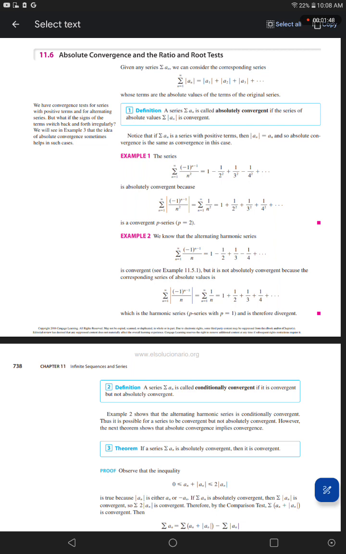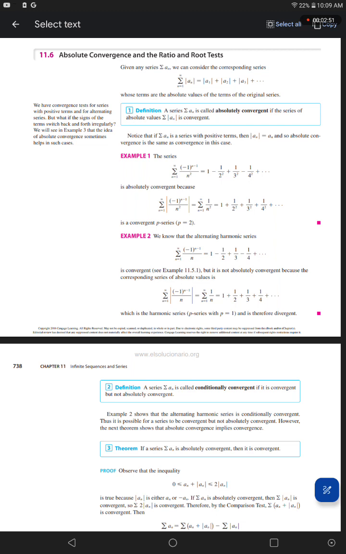Example 1. The series, the sum of n equals 1 to infinity of negative 1 to the power n minus 1 over n squared, equals 1 minus 1 over 2 squared plus 1 over 3 squared plus 1 over 4 squared, and so forth, is absolutely convergent because the sum from n equals 1 to infinity of the absolute value of negative 1 to the power n minus 1 over n squared equals the sum from n equals 1 to infinity of 1 over n squared, equals 1 plus 1 over 2 squared plus 1 over 3 squared plus 1 over 4 squared, and so forth, is a convergent p series, p equals 2.